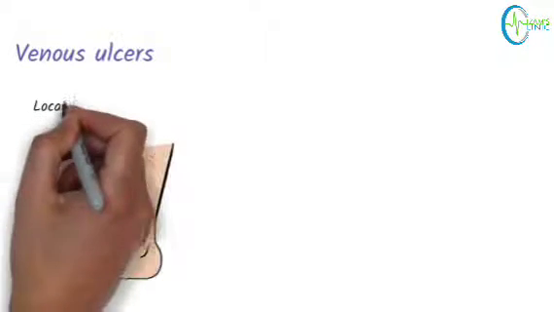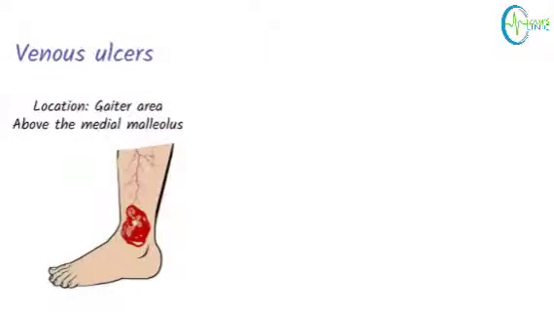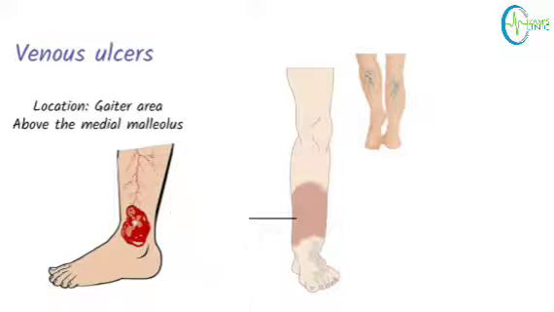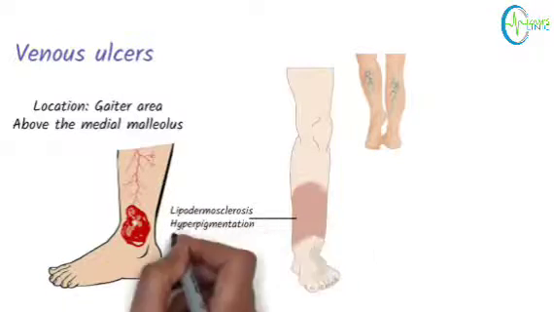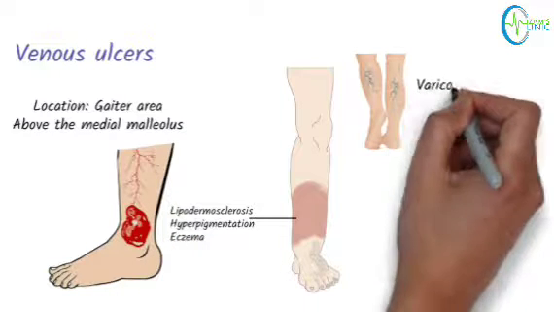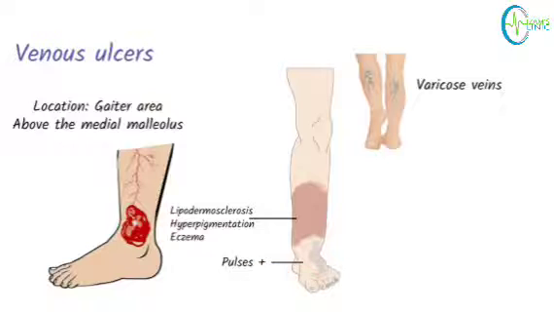Venous ulcers, on the other hand, typically occur in the gaiter area. Gaiter area is the area at the inner side of the ankle above the medial malleolus. It is where venous hypertension is the highest. The skin changes seen in venous ulcers are lipodermosclerosis, hyperpigmentation, eczema, and varicose veins. You will be able to palpate pulses in venous ulcers, unlike arterial ulcers, and the skin will be warm to touch due to pooling of blood.